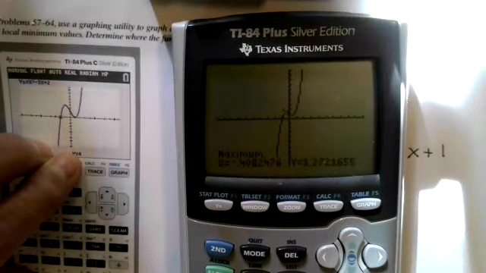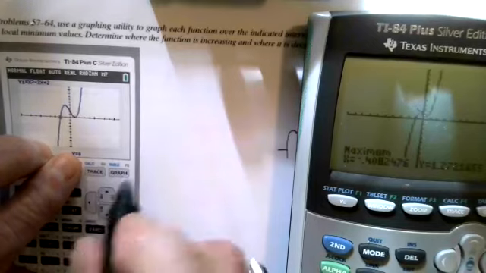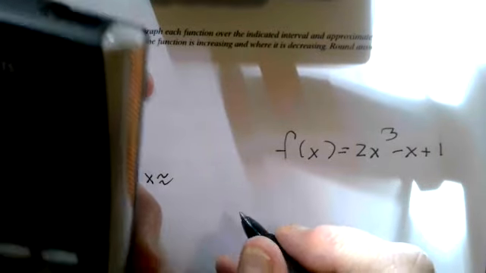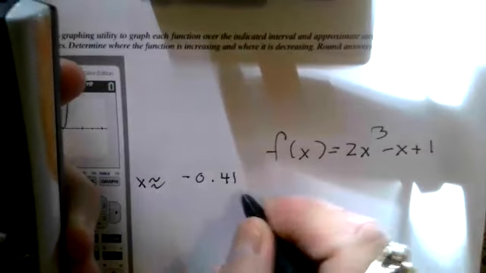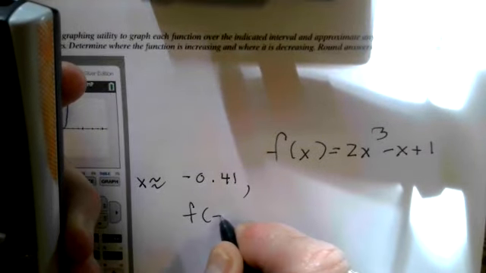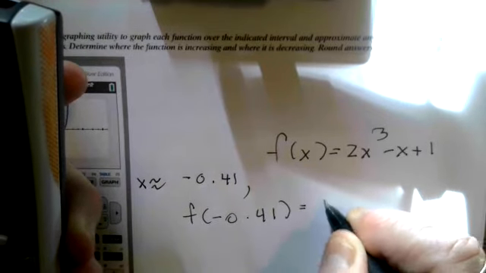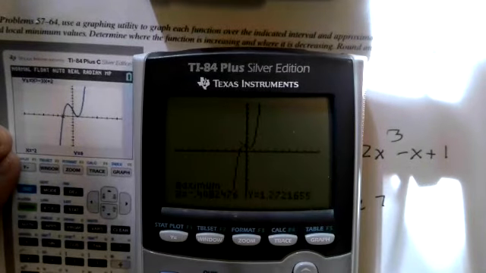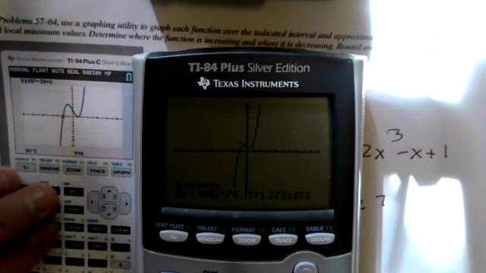Now that's an approximation. So it says at x equal approximately minus 0.41, f of minus 0.41 is equal to 1.27. So I had to pull that up to look at it, but that's what this is saying down here. So we've got a maximum value right here, and that's a local max.